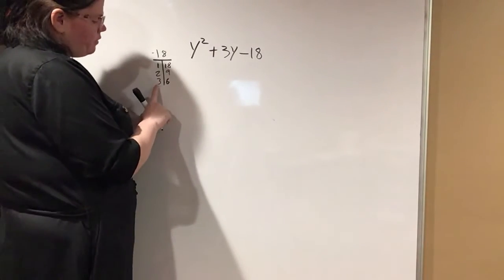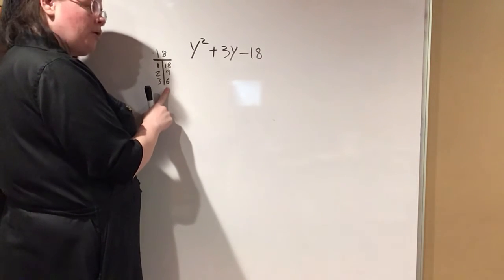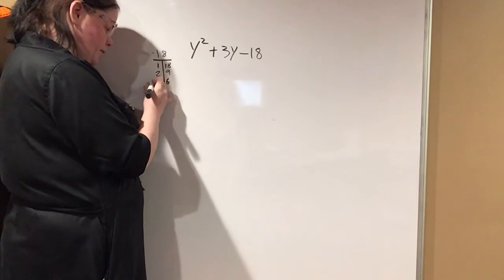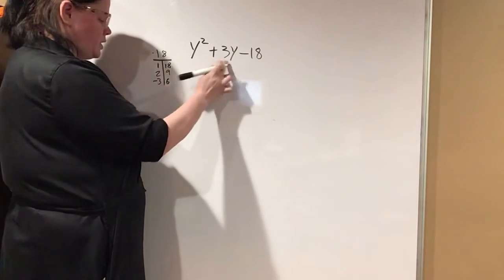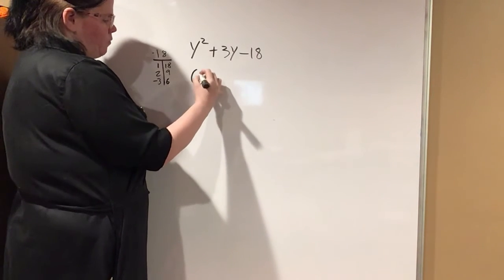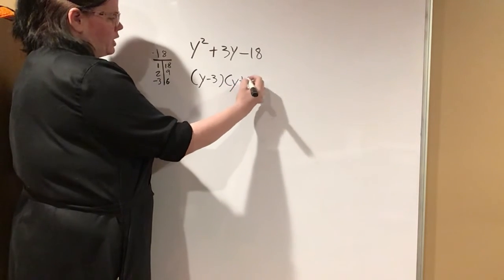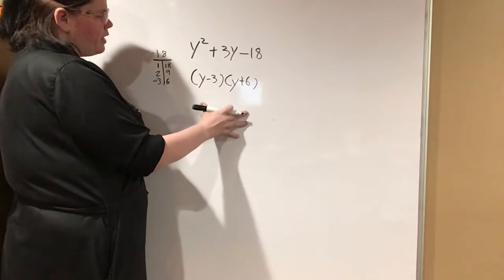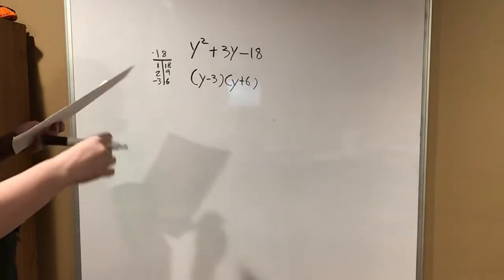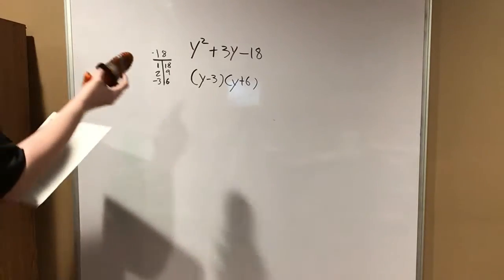Well, I know that 3 and 6 will be perfect for this one, but which one's going to have to be negative? Well, the 3 will, because to add up to a positive 3, the smaller number has to be negative. So y minus 3 and y plus 6, because multiplying that through, you would get this again. Trinomials are really not that hard. I like them.